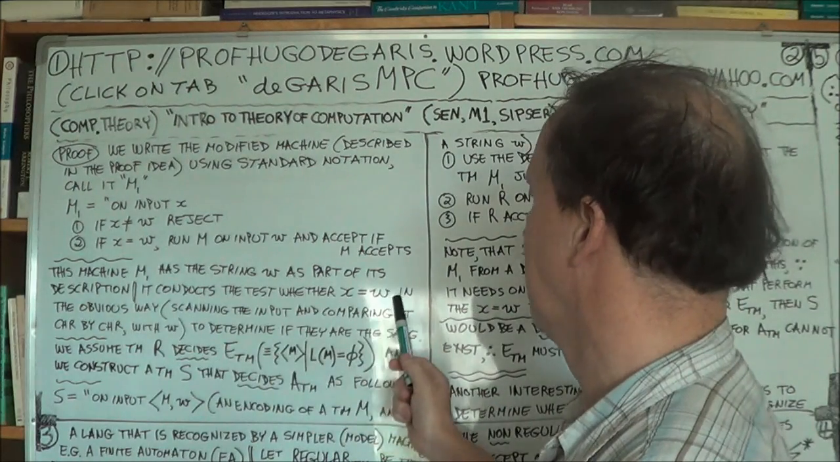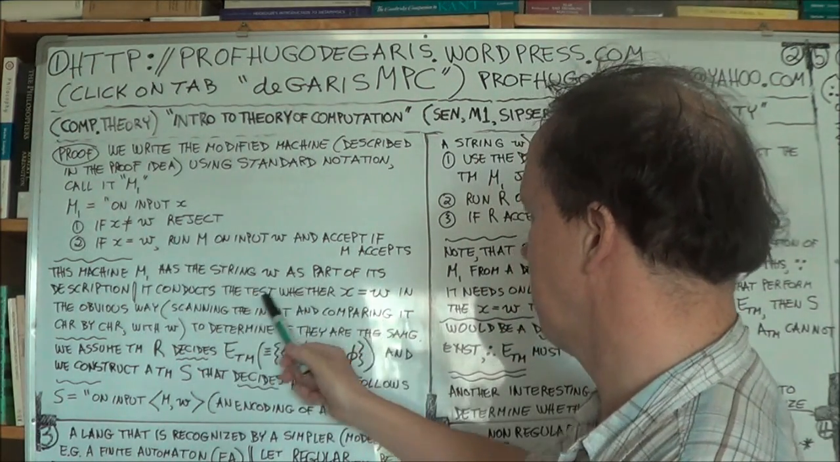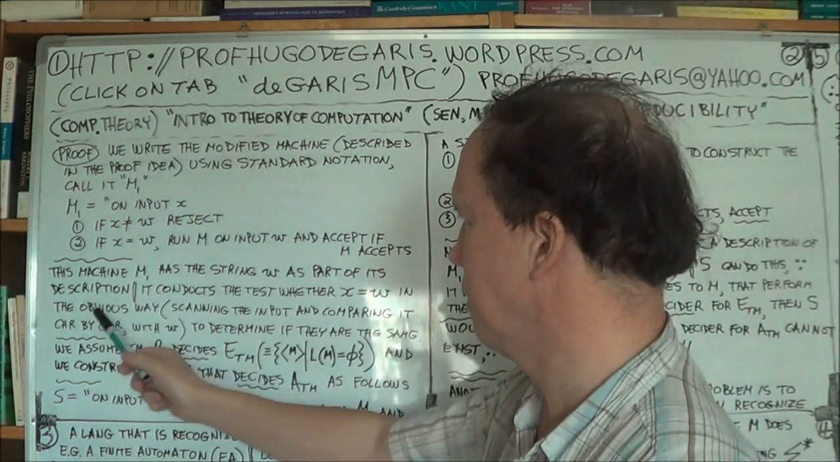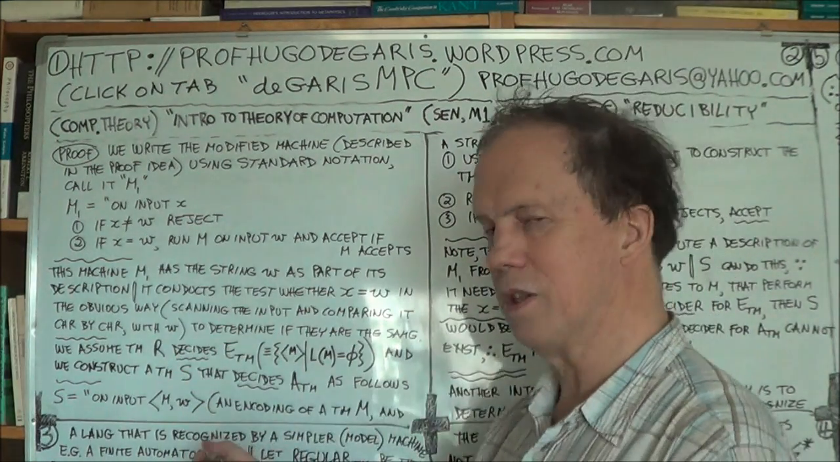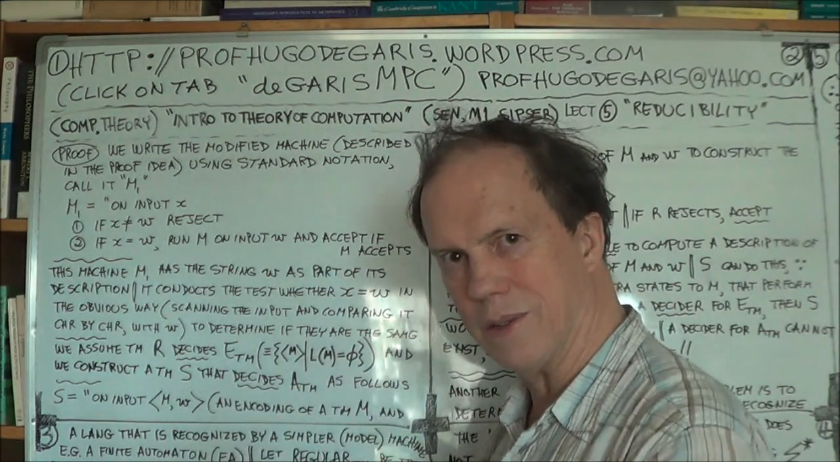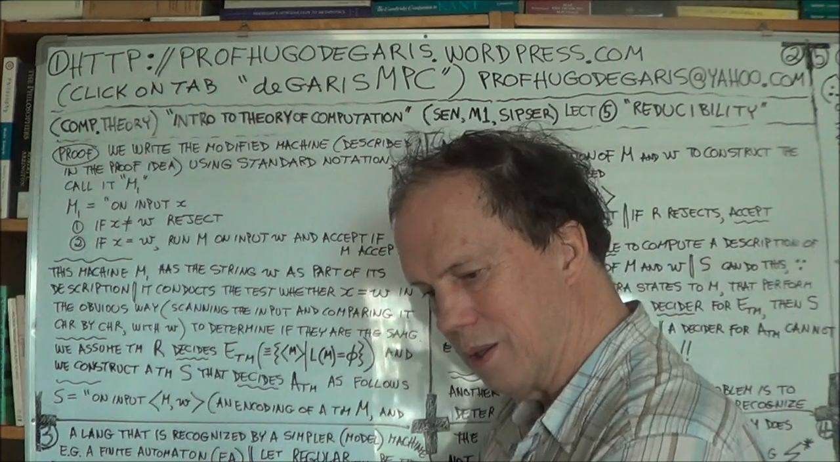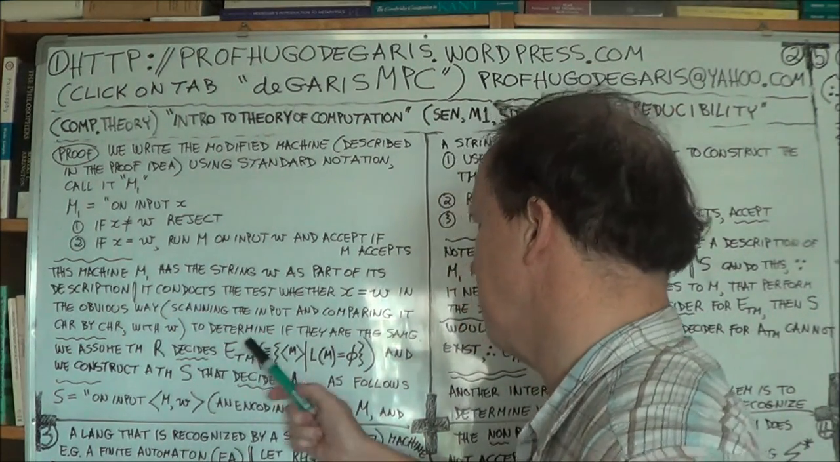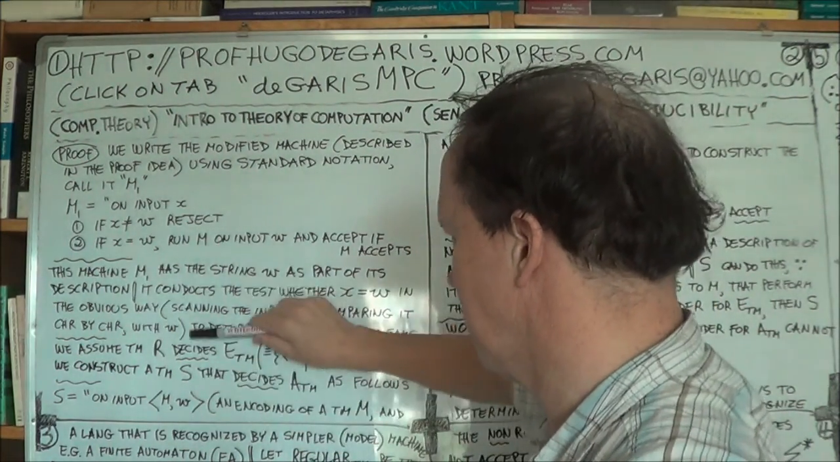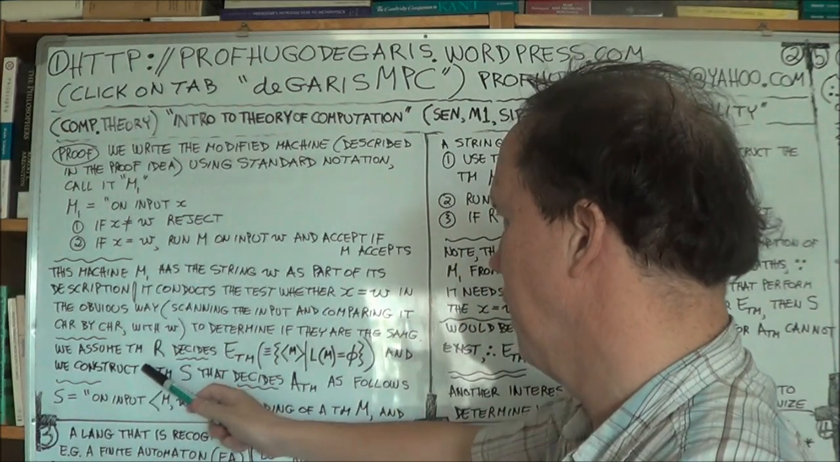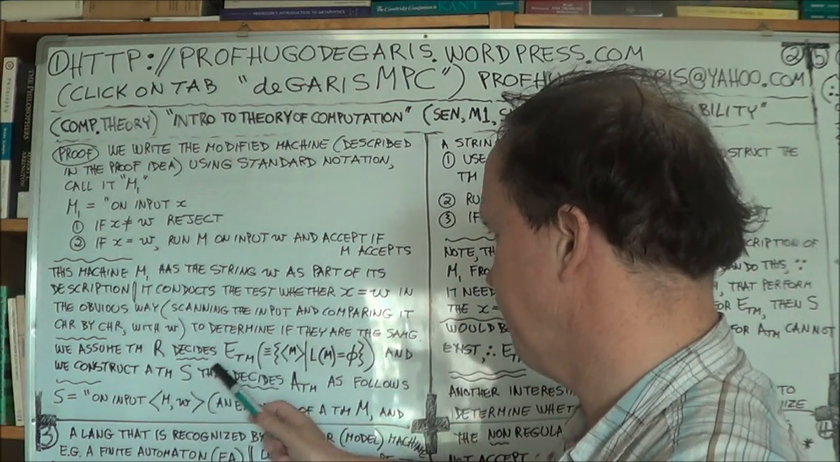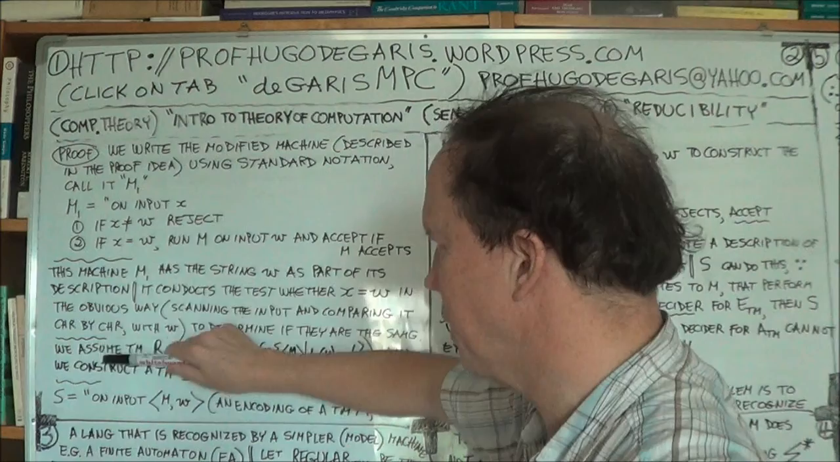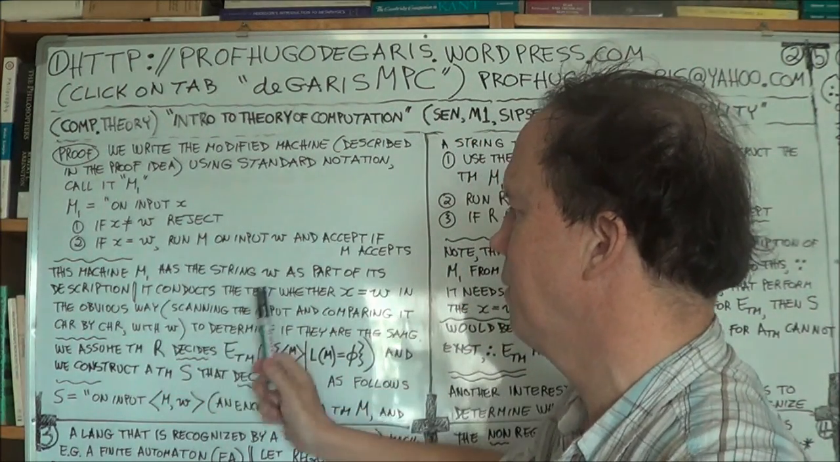Okay. And so M1 tests whether X equals W in the obvious way. You're just testing two strings, are they equal or not? We did that as an exercise some stage in the past. Okay, so it's all pretty obvious. Okay, so more comment on the theorem now.